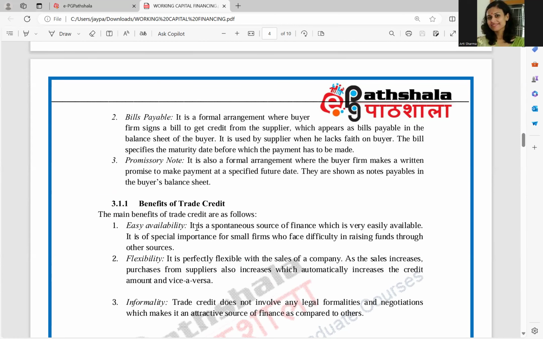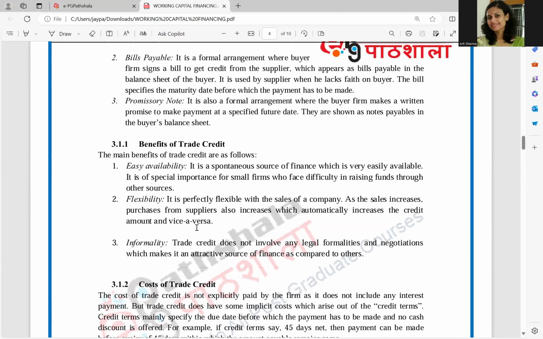Now, what are the benefits of the trade credit? So trade credit is used as a spontaneous source of finance and which is very easily available. And second important benefit is that there is no interest charged on that spontaneous financing, and it is of special importance for small firms who face liquidity crunch or liquidity problem and who have some difficulty in raising funds through other sources like banks and financial institution loans.